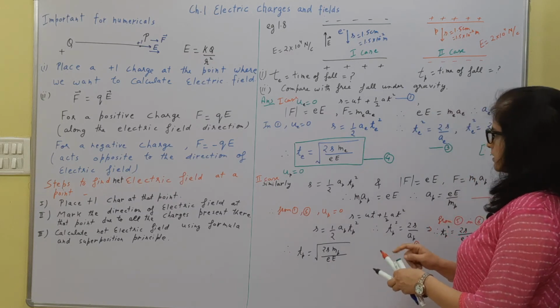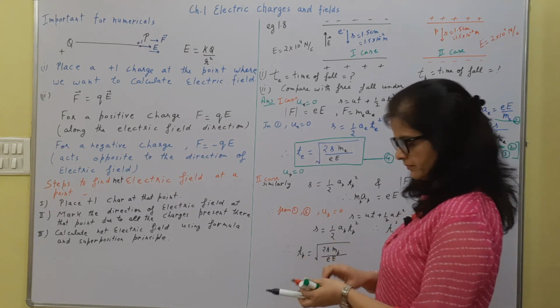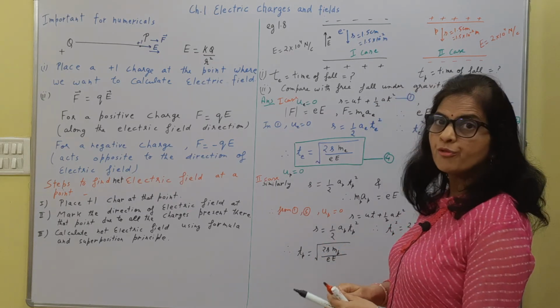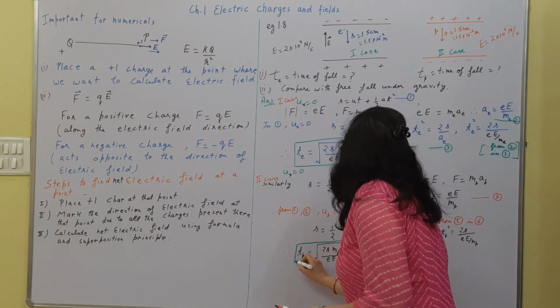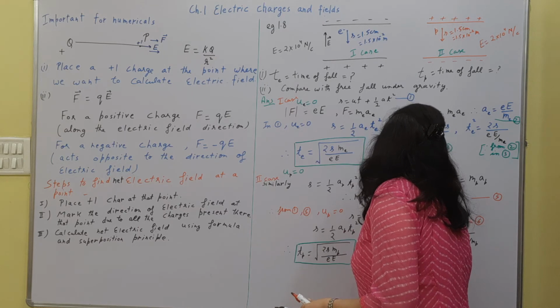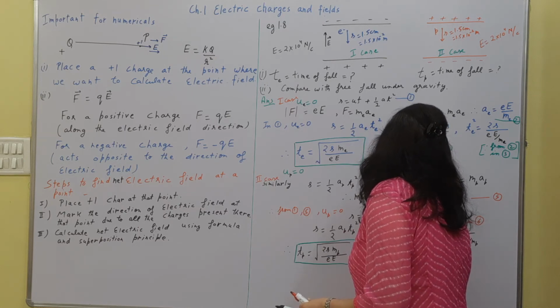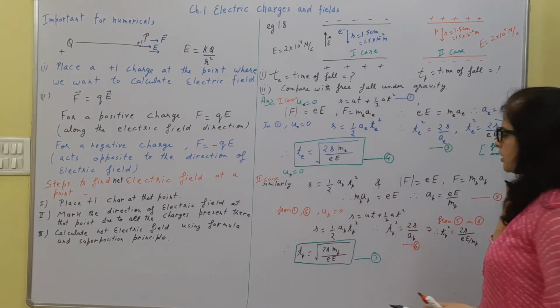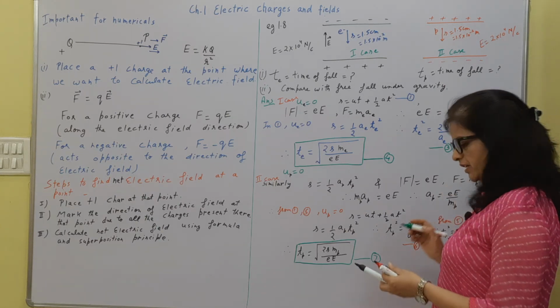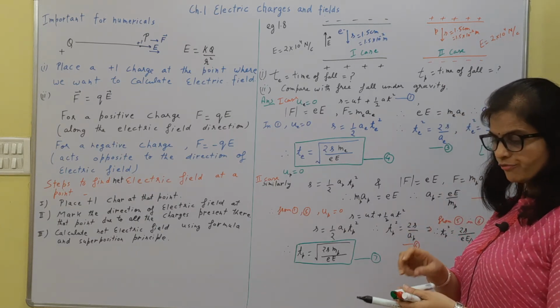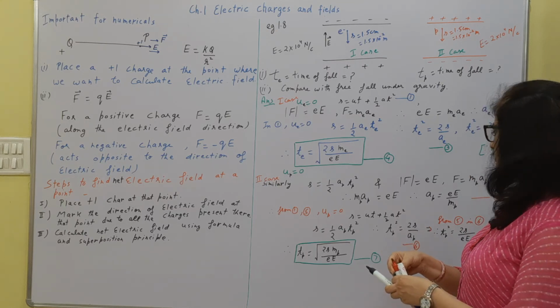So this is the expression for the time of fall of proton. I am marking this as my next result. This is equation 7, right? You have all the values, so you can calculate it. I'm just mentioning the mass of electron and mass of proton for you to put the values.